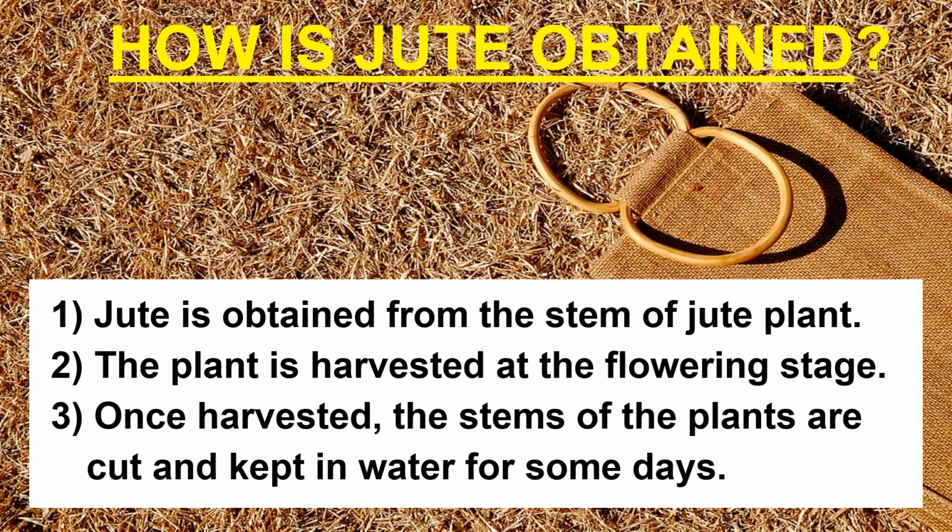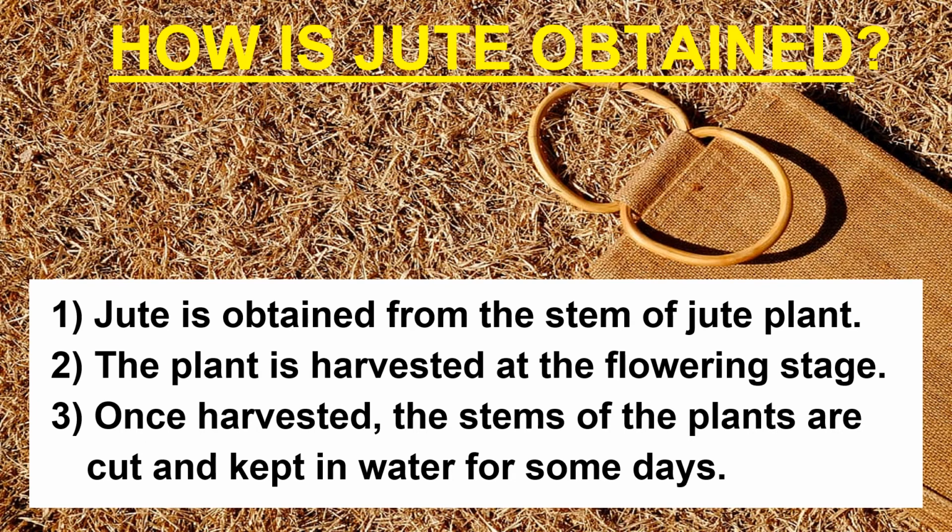How is this obtained? Let's see. It's very trendy to carry jute bags with us, isn't it? But how is this jute obtained? Jute is obtained from the stem of the jute plant. In the case of cotton, we use the flower, but here we use the stem. The plant is harvested at the flowering stage only. We are not allowing these flowers to mature. At the flowering stage only, we harvest it.